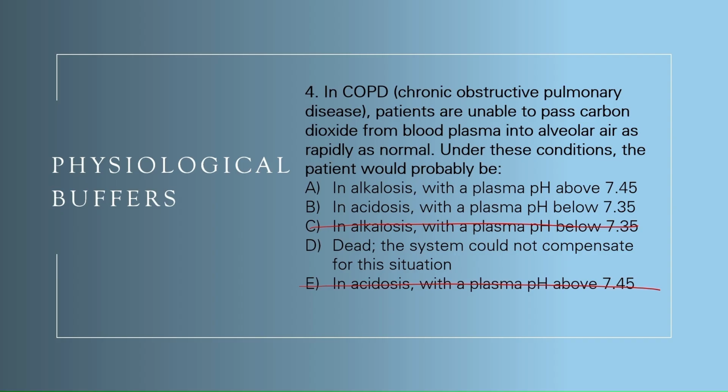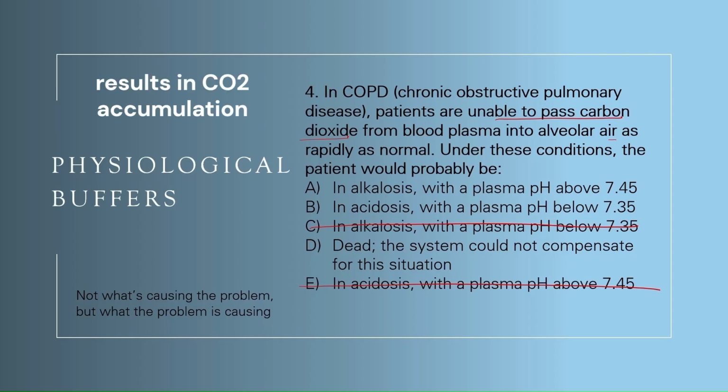Let's see. So here we're not talking about what alkalosis or acidosis is causing in the disease, but rather what the disease is leading to, whether it's alkalosis, acidosis, or death. Okay, that's the first thing I want you guys to keep in mind when you read this question. So what is the result of not being able to pass carbon dioxide from the blood plasma? So when you have high carbon dioxide, what's it gonna do? Combine with water, form carbonic acid, yeah?